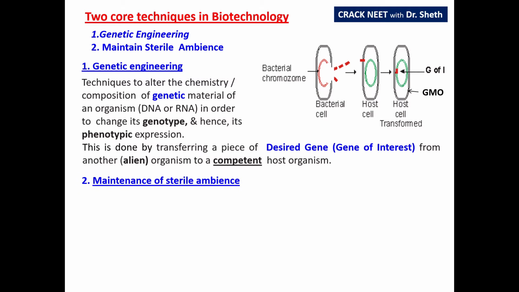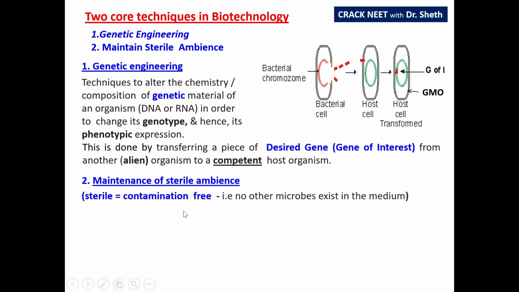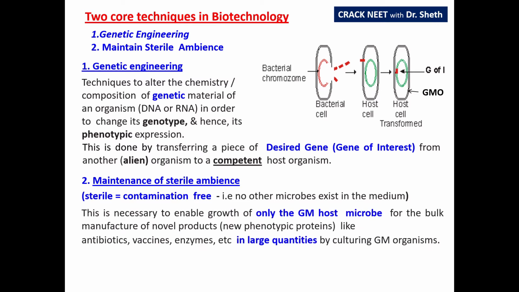Now, the second very important process in large scale biotechnology is maintenance of sterile ambience. Ambience means the surroundings, and sterile means contamination free. That is, while you are performing an experiment, there should be no other microbes existing in the medium. Why is this important? This is necessary to enable the growth of only the genetically modified host microbe for the bulk manufacture of novel products, that is the new phenotypic proteins like antibiotics, vaccines, enzymes, etc., which we are going to make by biotechnology.